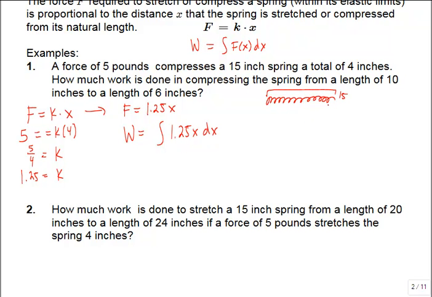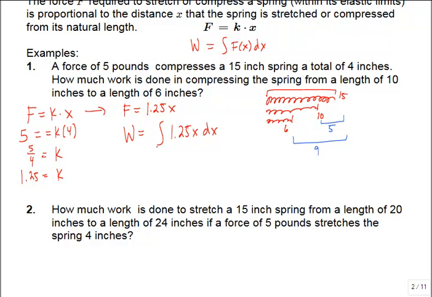And what we're doing is we're compressing it from 10 inches down to 6. So the tricky part about these is the bounds, because what you want to use for your bounds is how much from the natural length the spring is being compressed. So if initially we're at 15, to get it down to 10 requires a distance of 5 inches, and to go from 15 down to 6 requires a compression of 9 inches. So the bounds that we want to use are that 5 and that 9.